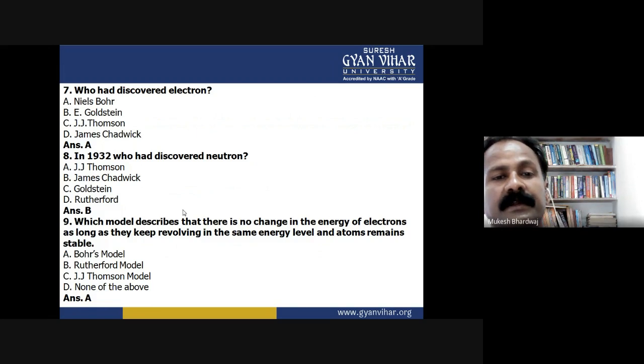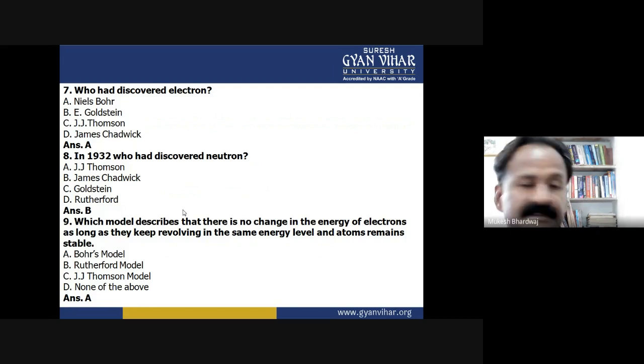Who discovered the electron? Obviously, according to the theory which we had studied, it was J.J. Thomson. In 1932, who discovered the neutron? We had just completed the topic at the very end, that James Chadwick in 1932 discovered the neutron. Which model describes that there is no change in the energy of electrons as long as they keep revolving in the same energy level and atoms remain stable? Bohr's model.